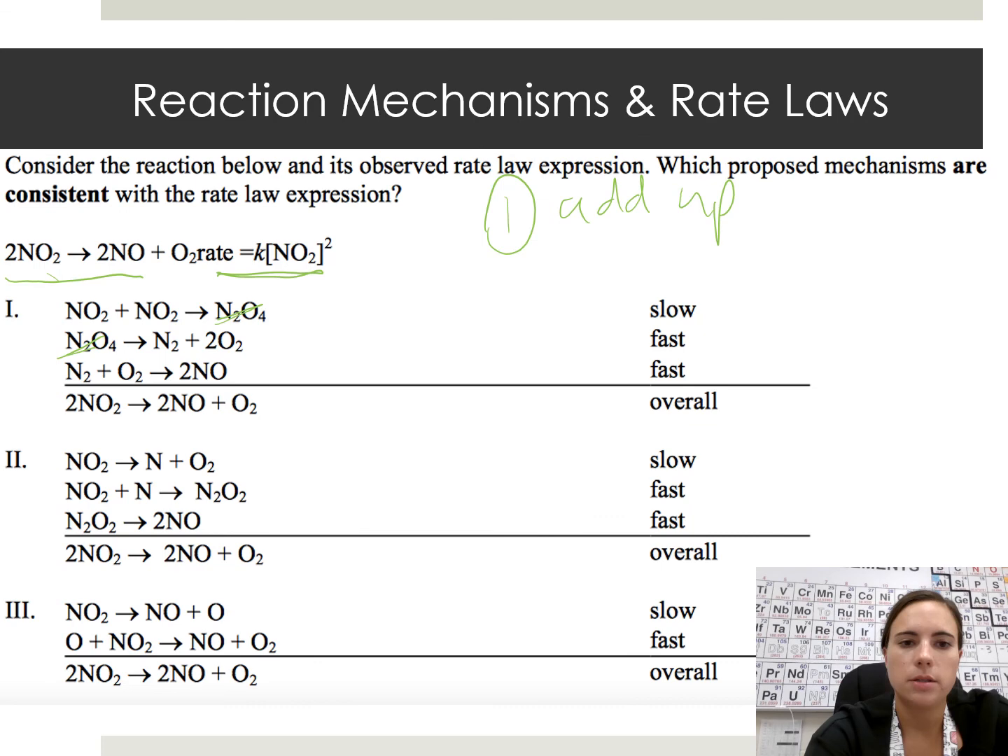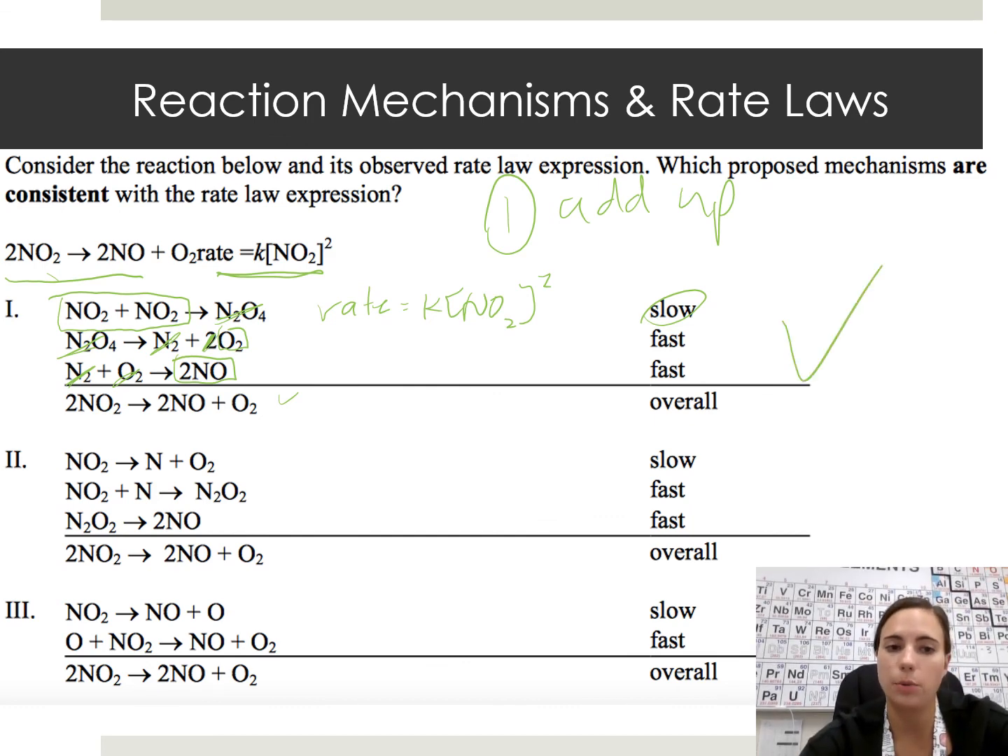So let's see, N2O4, N2, and one of these O2s. So I'm left with 2 nitrogen dioxides, 2 nitrogen monoxides, and 1 oxygen. Well, that is my overall reaction, so it does add up. Now I'm going to write my rate law based on the slow step, which is easy this time because it's the first step. I have 2 nitrogen dioxides, so it is second order. That's my experimentally determined. This mechanism is viable.